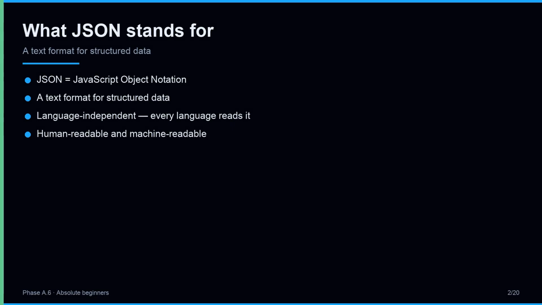A shared language. JSON stands for JavaScript Object Notation. It started inside web browsers as a way to describe JavaScript data, but it escaped that world completely. Today JSON is just a text format for structured data. Every language has libraries to read and write it. The format is human readable, you can look at a JSON file and understand it, and also machine readable. That combination is rare and powerful.